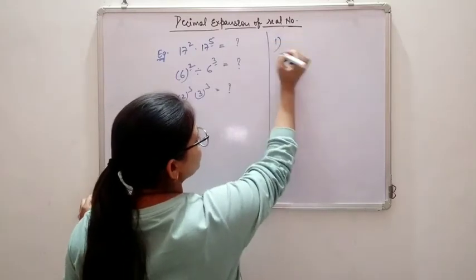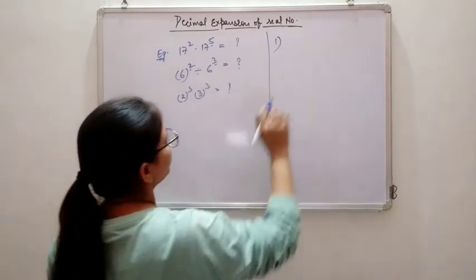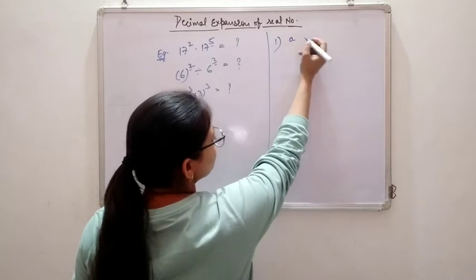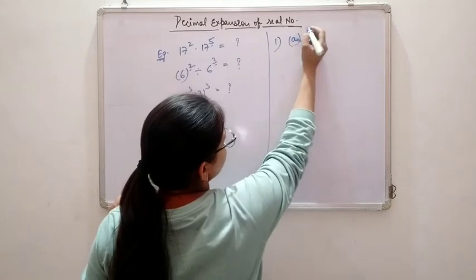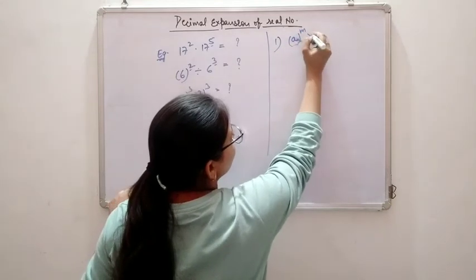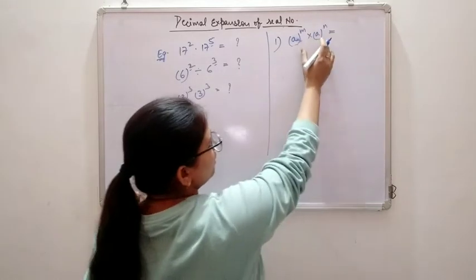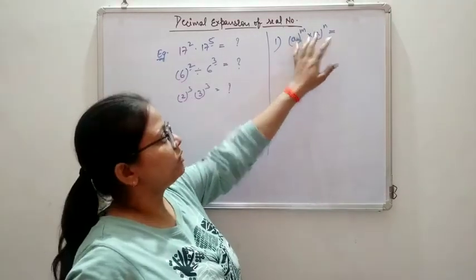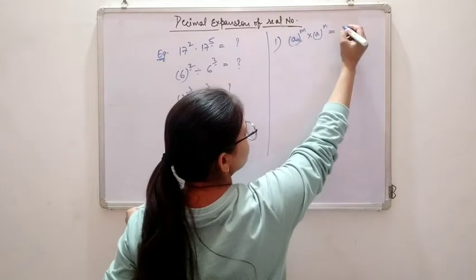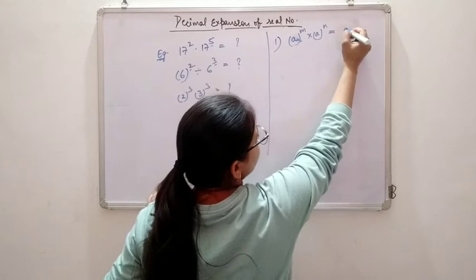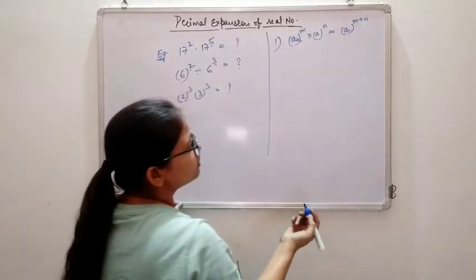So the first identity is if the base is same and the power is different, right? Let's suppose a is any real number here, and a to the power m multiplied by a to the power n. So if the base is same and the power is different, then we will add the exponents, right? We write the base just once and add these two powers, m plus n, right?